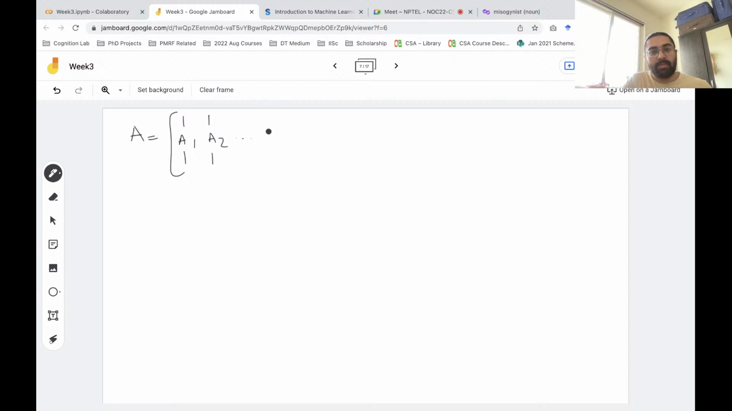A2 and so on up till An, right? So this is an M cross N matrix. And let's say I multiply it with a vector X, which is, for example, x1 up to xn, so an N cross 1 vector. The product AX, you can find this out in multiple different ways, okay?